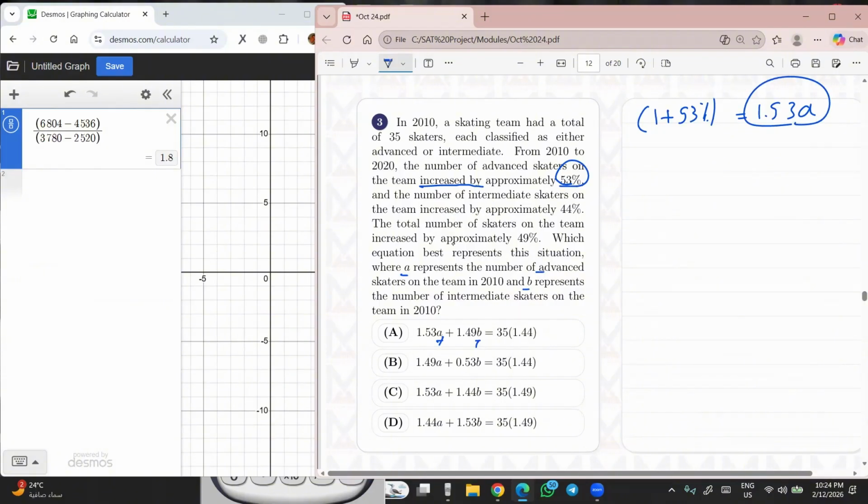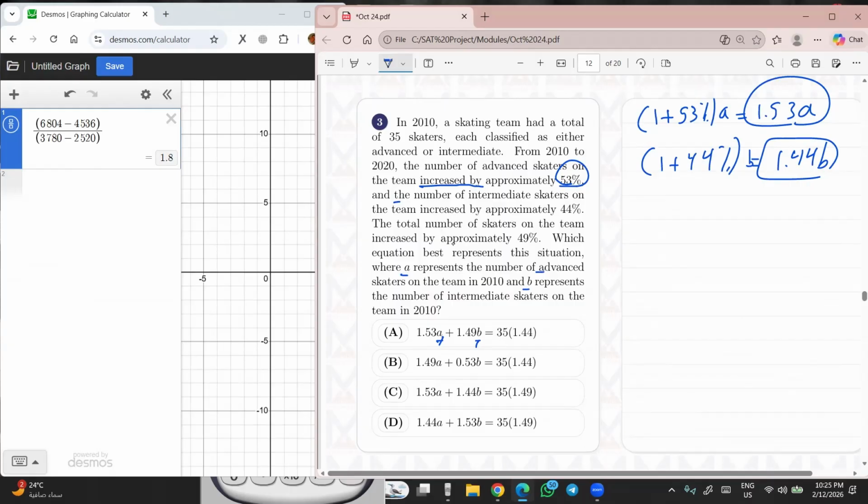And the number of intermediate skaters on the team increased by approximately 44%, which means 1 plus 44% of B. That gives us 1.44B. So here it should be written A, should be written here B, and that's the answer. That's the part of number 2.